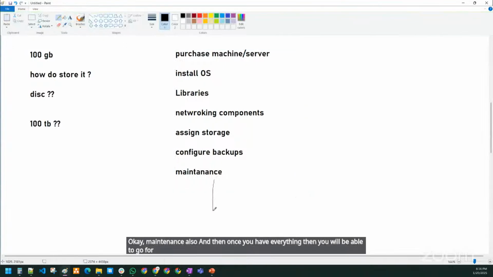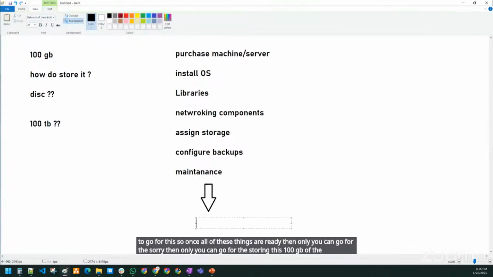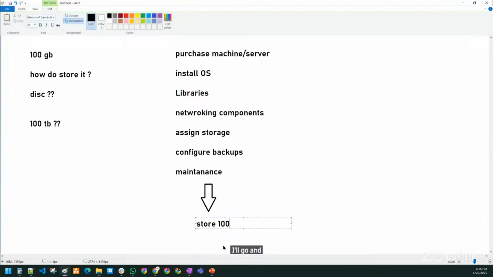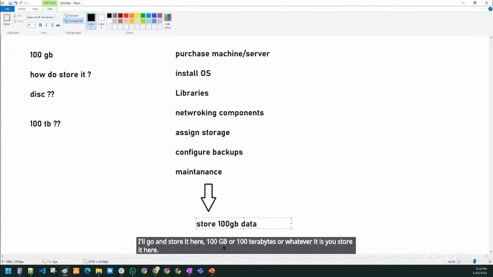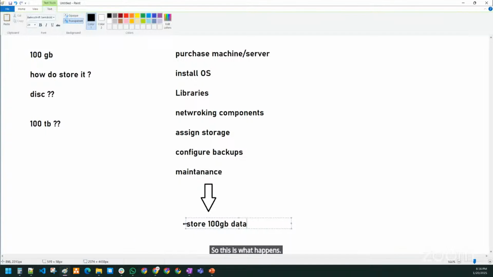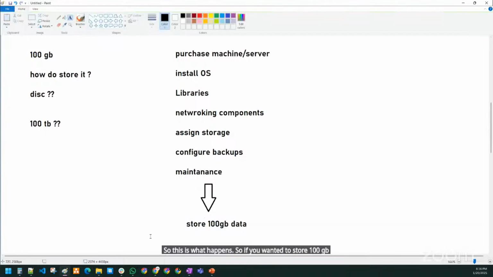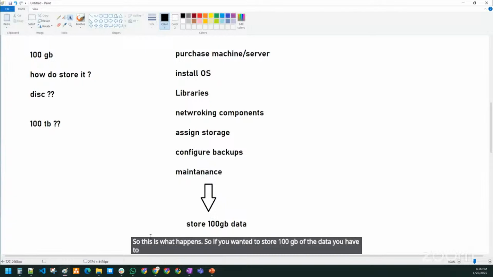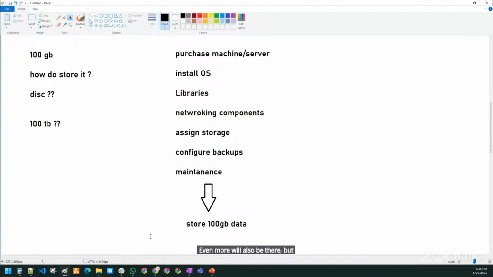So once all of these things are ready, then only you can go for storing this 100 GB of the data. Then you think about, I'll go and store it here, 100 GB or 100 terabytes or whatever it is, you store it here. So this is what happens. So if you wanted to store 100 GB of the data, you have to purchase some machines and install the operating system, libraries, networking components, assign the storage, and many things. Even more will also be there, but I am going to tell you high level here.